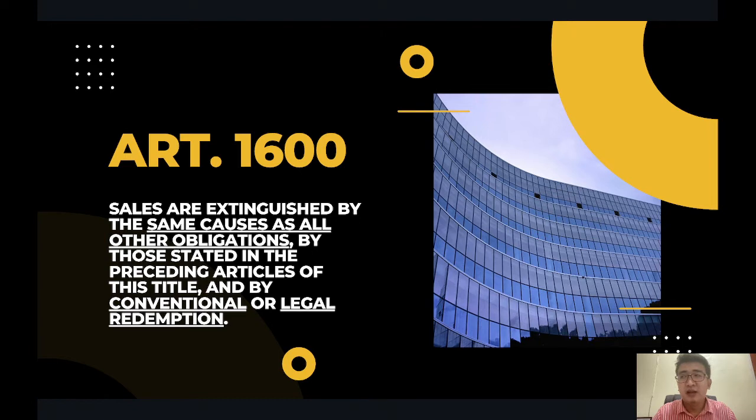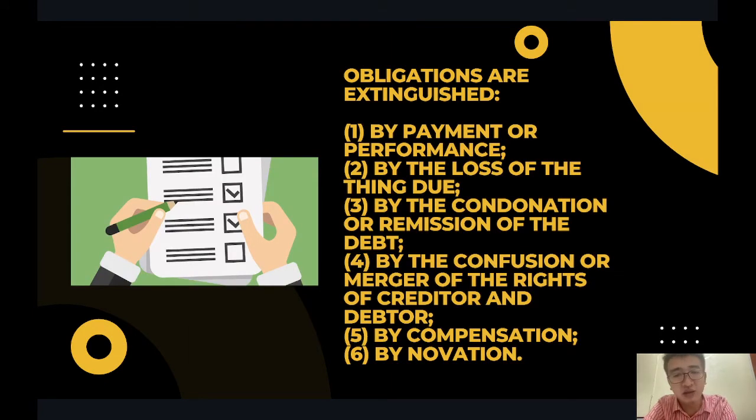I am aware, and you have already told me, that you have already completed your course on obligations and contracts. So, you must have an idea of what the causes of extinguishment of obligations and contracts are. If we can recall briefly, obligations are extinguished first by payment or performance.